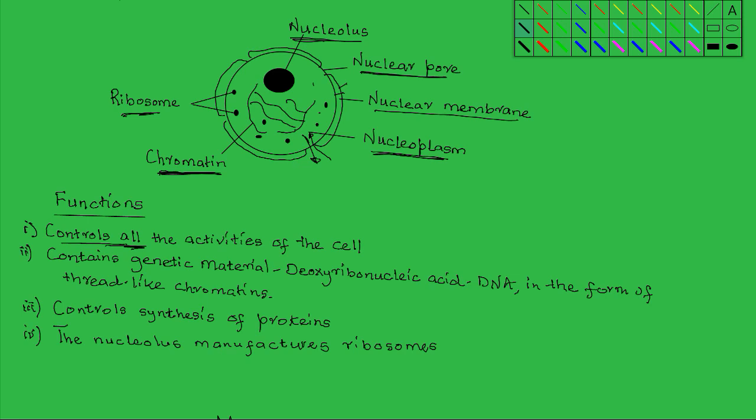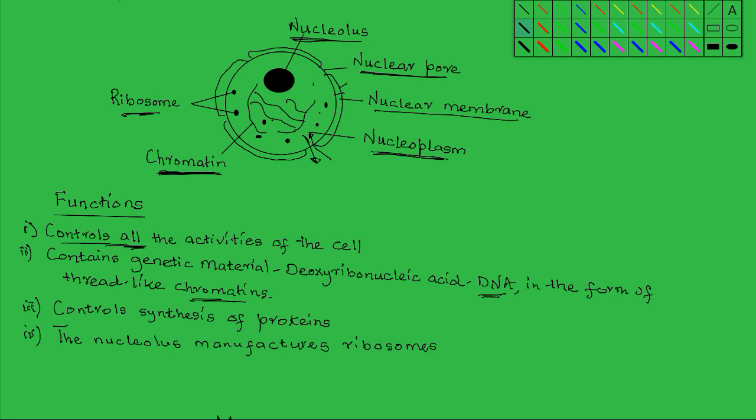Secondly, the nucleus contains genetic material known as deoxyribonucleic acid, or in short, the DNA. This is a long molecule that exists in the form of thread-like chromatins. So when viewed under the microscope, the genetic material will appear as thin thread-like structures that are known as the chromatins. So this is the genetic material, which consists of the deoxyribonucleic acid molecule.